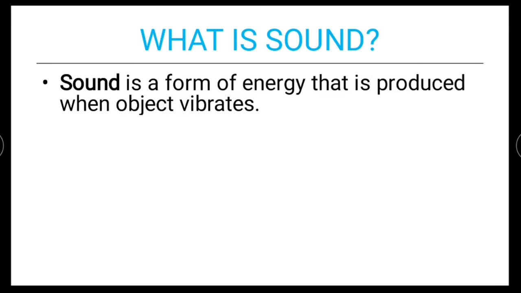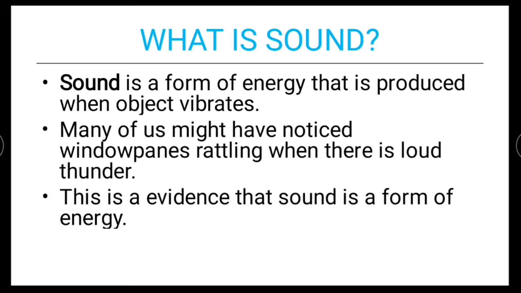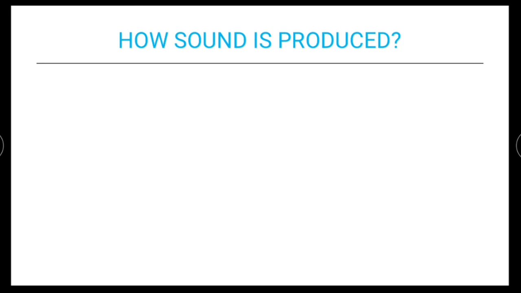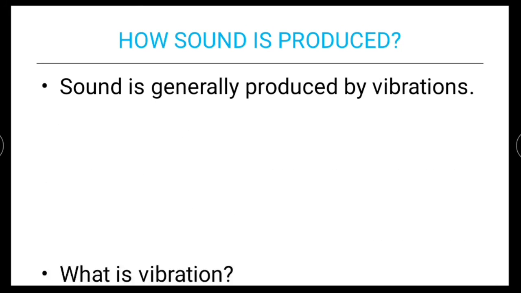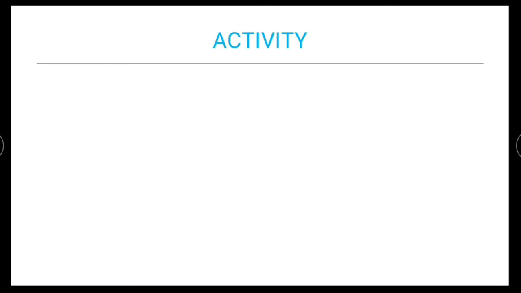So what is sound? Sound is a form of energy that is produced when an object vibrates. Many of us might have noticed the window panes rattling when there is a loud thunder. This is evidence that sound is a form of energy. So how is sound produced? Sound is generally produced by vibrations. And what is vibration? Vibration is rapid to and fro movement of an object about a fixed position. तो एक फिक्स्ड पोजीशन के अगल बगल में अगर मूवमेंट हो रहा है रैपिडली, ओके, देन इट इज कॉल्ड एज वाइब्रेशन. The another word for vibration is oscillation.